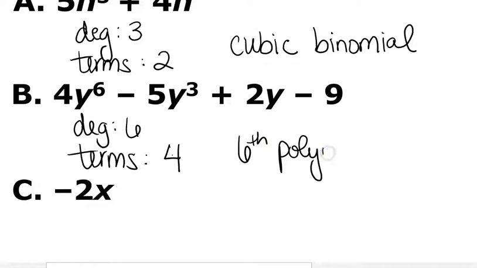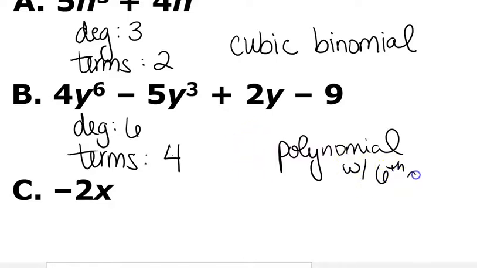Polynomial. A 6th polynomial. That sounds a little weird, doesn't it? There's a reason for that. This is not actually the way that you're supposed to write it. So the way you would write these is you would say a polynomial with a 6th degree.